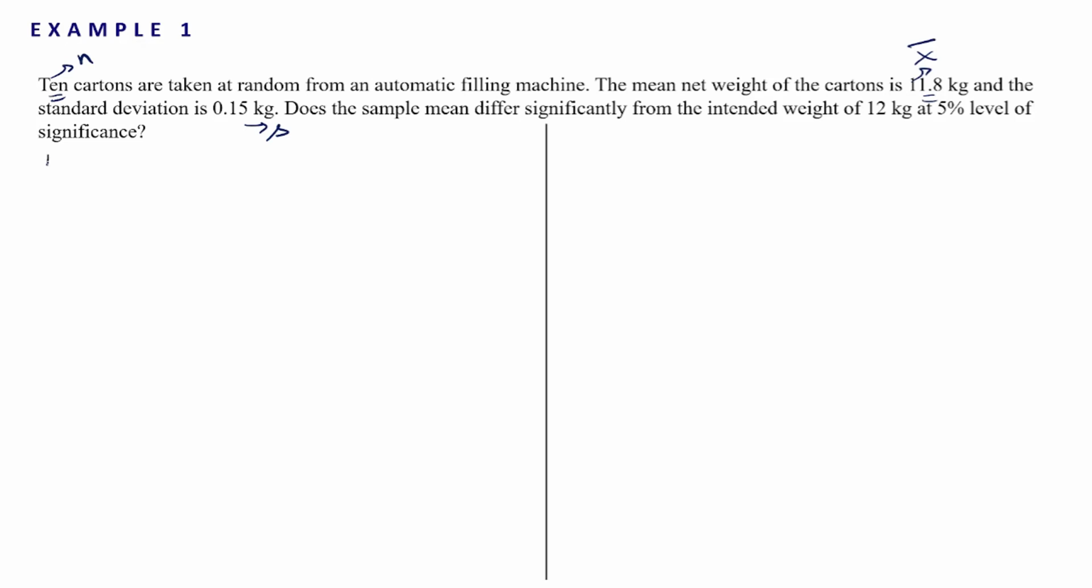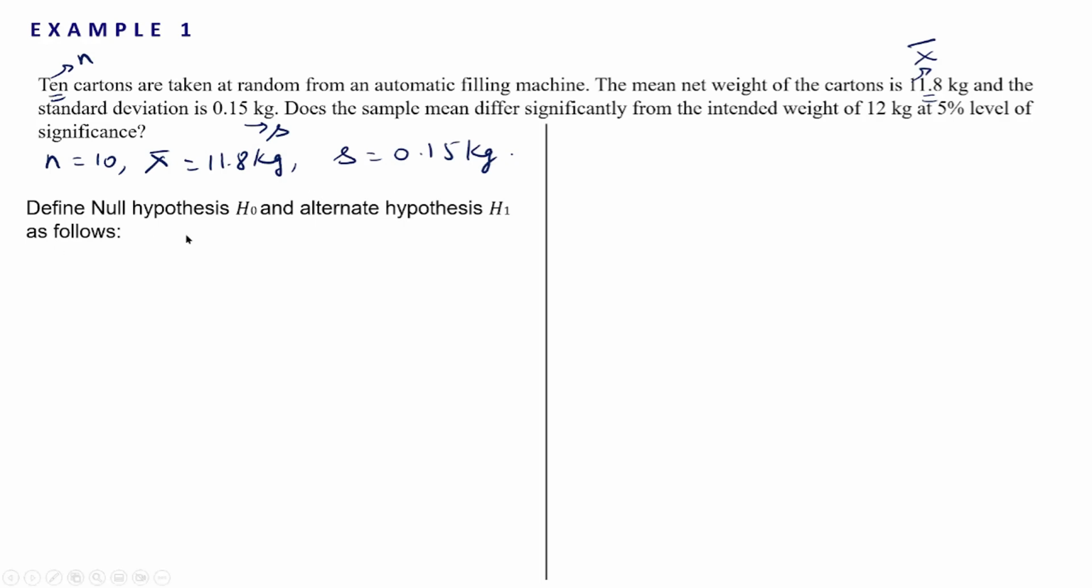So first let us write what we know. n is 10, sample mean is 11.8 kg and sample standard deviation is 0.15 kg. The first step is to define the hypothesis. Define null hypothesis H0 and alternate hypothesis H1 as follows. We usually have H0 as mu equal to some constant mu naught. Here we have to test whether the sample mean differs significantly from the intended weight of 12 kg. So H0 is mu equal to 12 and H1 is mu not equal to 12.